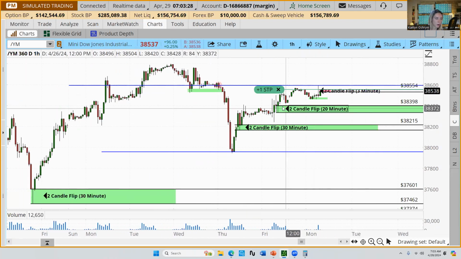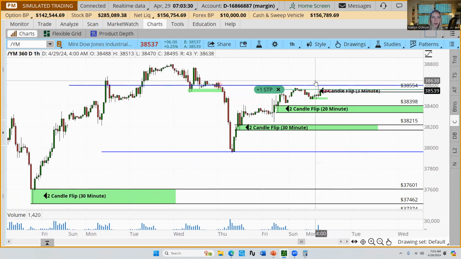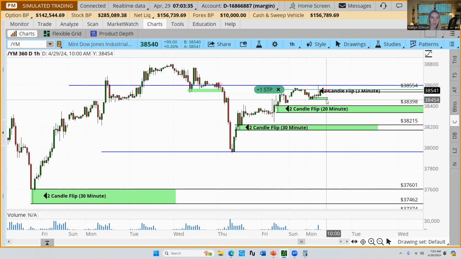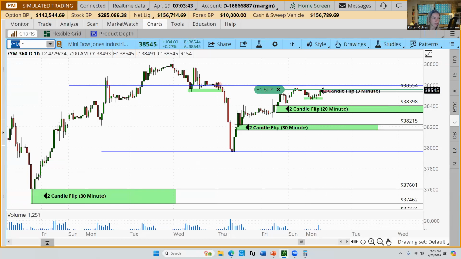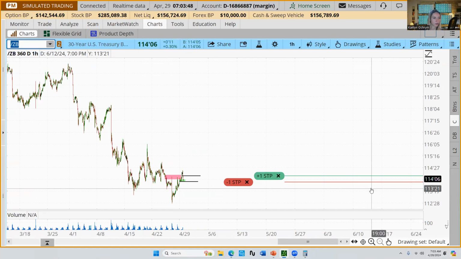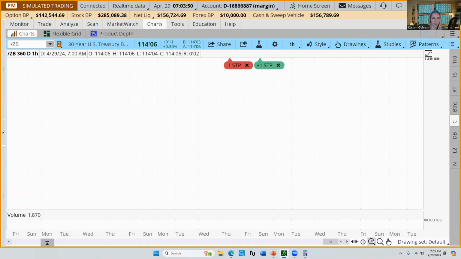Yeah, so to get a little bit more confirmation, you'd want to see that break down. We're getting in a little bit sooner based on the 2-candle flip. If you want to wait for the breakdown, you'd be waiting for price to break below support at 38,457. We also set up bonds and crude oil. Let's see where we're at on those ones.